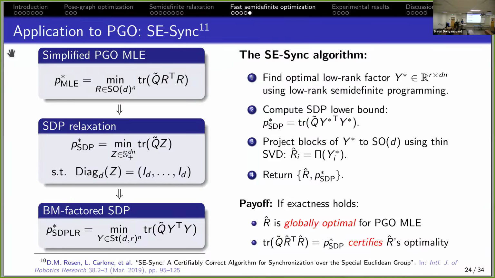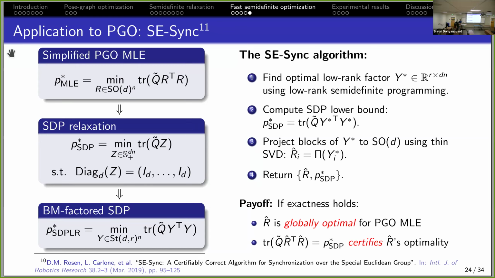And not only that, but I can check after the fact whether or not that is the case. I can do that by simply comparing the objective value that this estimate attains for my original estimation problem with the lower bound that comes from my SDP. In the event that this relaxation is exact, these two quantities will be the same. And that provides a computational certificate of optimality for the estimate that I have in my hand, because it attains this lower bound, and therefore it has to be optimal.